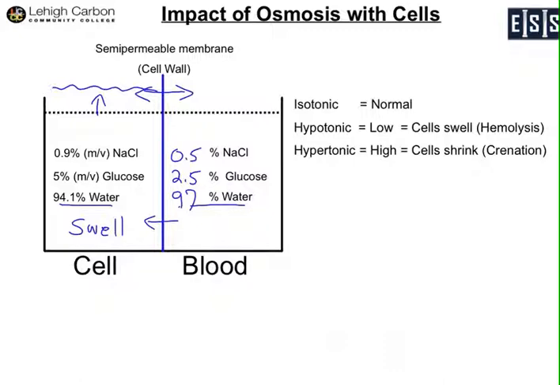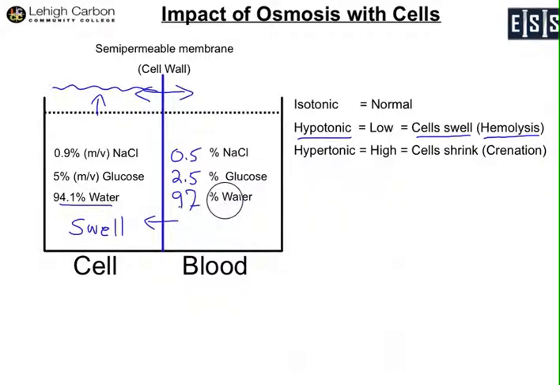So as the cells in your body swell with water, as I show over here on the right, that's called hemolysis. The condition is hemolysis. And that happens when your blood is hypotonic. Hypotonic meaning low in the salts and sugar. So in this case, your blood is hypotonic, and it's low.